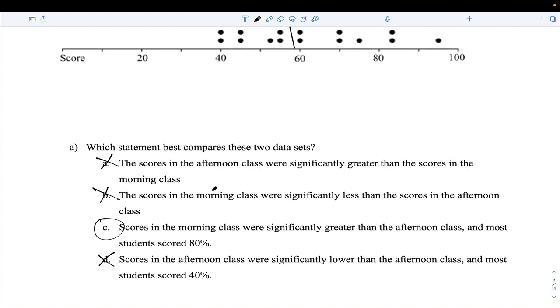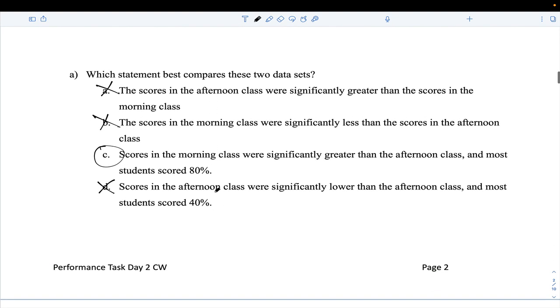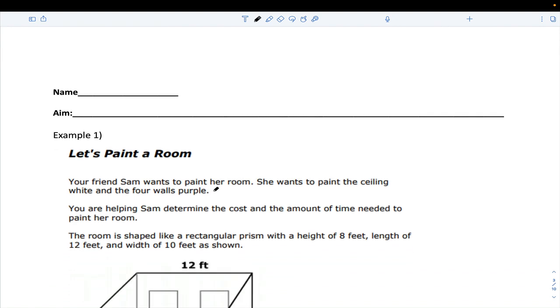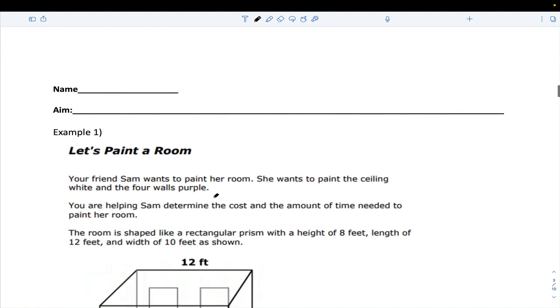They may throw one at you. They also may throw box and whiskers. You are aware of what it looks like. Did you? Yeah. On what? Oh, yeah. Yeah, we're going to do the second half. We didn't do problems 4 and 5.